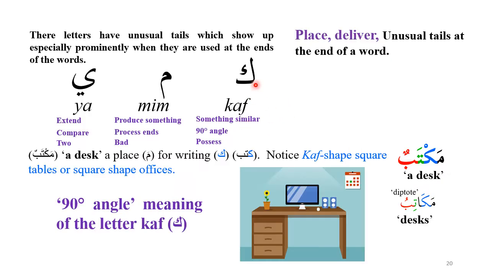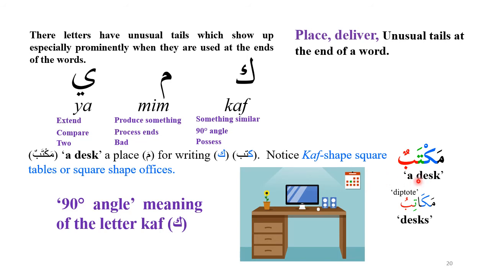Okay, three letters kaf, mim, ya have this very unusual tail, and they are associated with place and daily. Mim is associated with place. Everybody knows this. Every Arabic student should know this. For example, if you say maktab, then it means a desk. So maktab is from the root kataba, to write. So mim as the first letter would mean a place for writing. A place for writing. It can also mean an office.